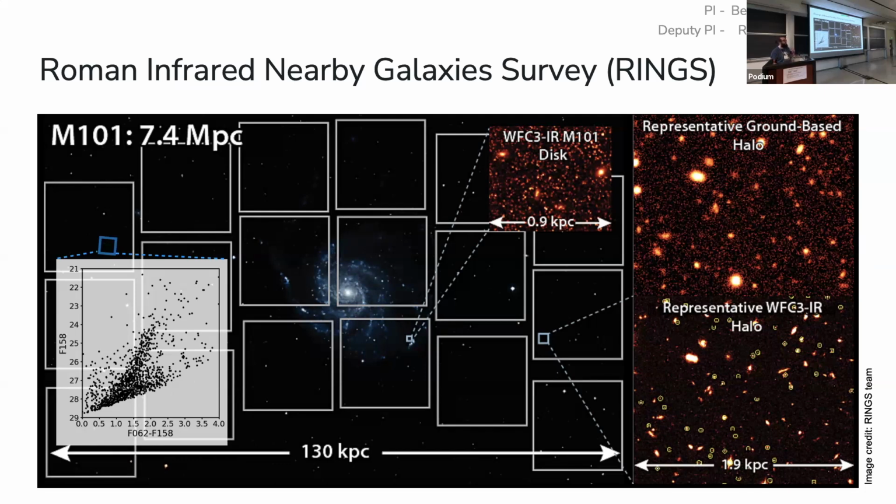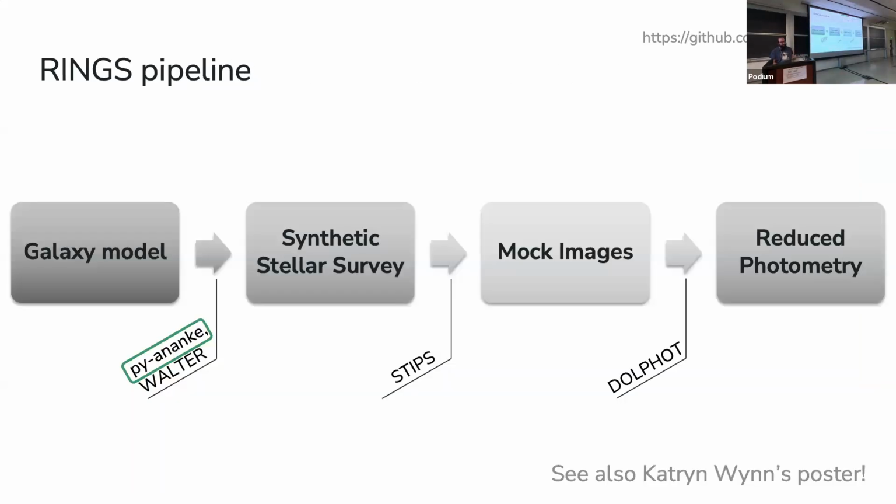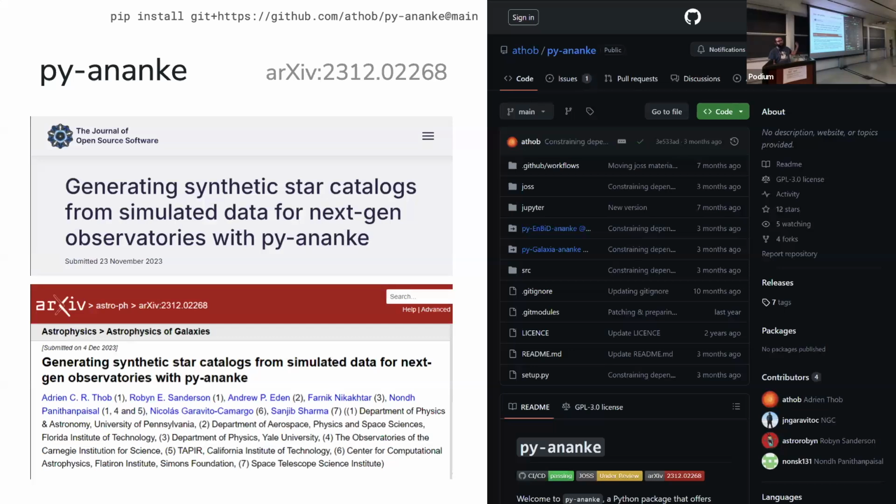As part of RINGS, we already have a pipeline that we've been developing, the objective of which is to benchmark photometry routines that would be able to reduce photometry from Roman images. One of the tools we're using for creating a Galactic Plane Survey is the PyNNK tool that we developed in an effort to adapt the NNK software that Robin developed back in 2020.